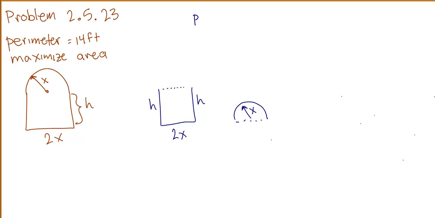And I'm going to go through and use what I know about area and perimeter of shapes to say, okay, my perimeter is supposed to be 14 feet. Let's see what it would be. So perimeter of this rectangle, I need h, the 2x, and the h. I don't need the top, so just h plus 2x, plus the perimeter of the circle. Now usually a circle has a perimeter of 2 pi r. So 2 times pi times the radius, which is x. But we only have half a circle, so we'll divide that by 2.